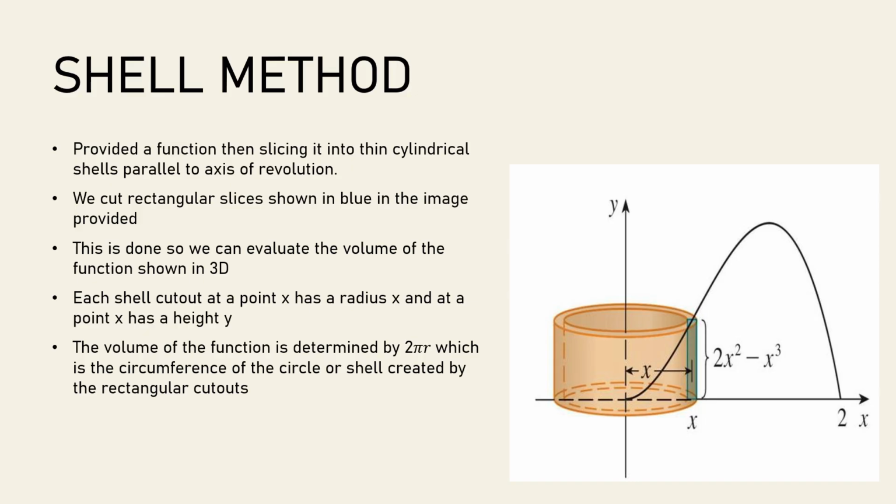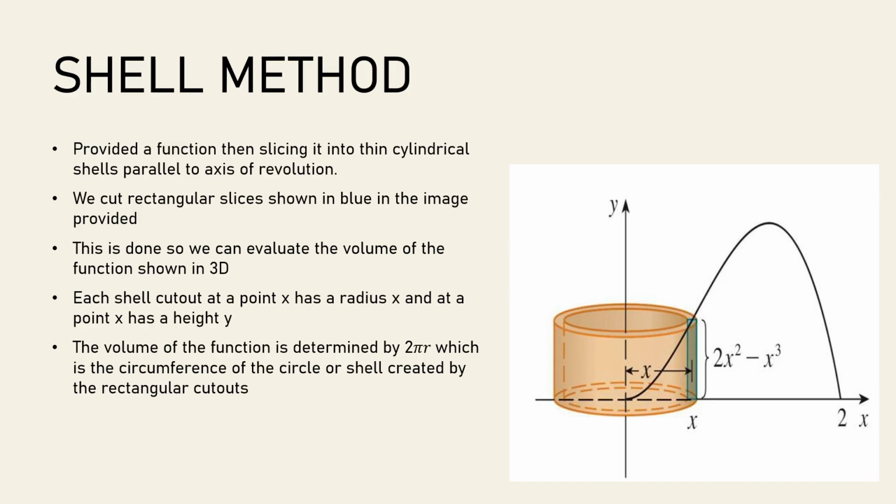Now we have the shell method. The shell method approaches volume a little differently. Instead of creating washers, we create thin cylindrical shells. To visualize this, imagine taking a thin rectangular strip and rotating it around an axis. Rather than becoming a disc, it wraps around the axis and forms a hollow cylinder. These cylinders are called shells.